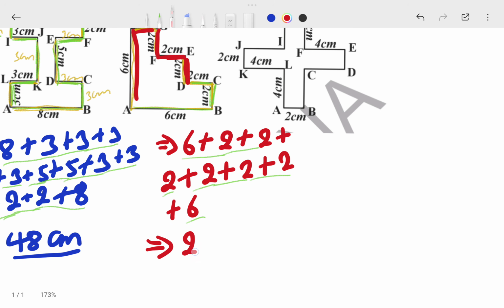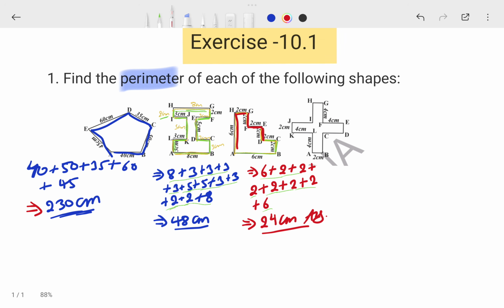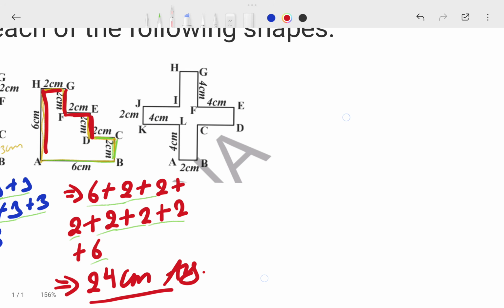The answer is 24 centimeters. So that is our answer. Okay, is it clear or not? It's also clear. Okay na? So generally this first question, second, third, everything is clear. Okay, right. So now let's talk about this question.